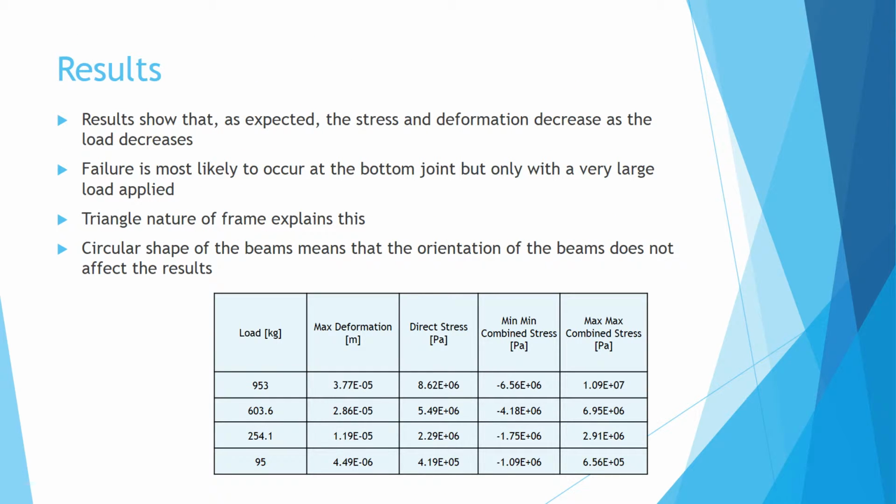The results show, as expected, that the stress and the deformation decrease as the load decreases. Failure is most likely to occur at the bottom joint, which was surprising. Not because we didn't know that it was going to occur there, but we didn't know where it was going to occur, mainly because of the different cross sections. The bike is already optimized because of all the different cross sections used. The crossbar isn't as large as the rear support, so it was interesting to see where it would fail. And given the actual loads that we put on it, we knew that it wasn't going to fail because of the very minimal deformation that occurs.